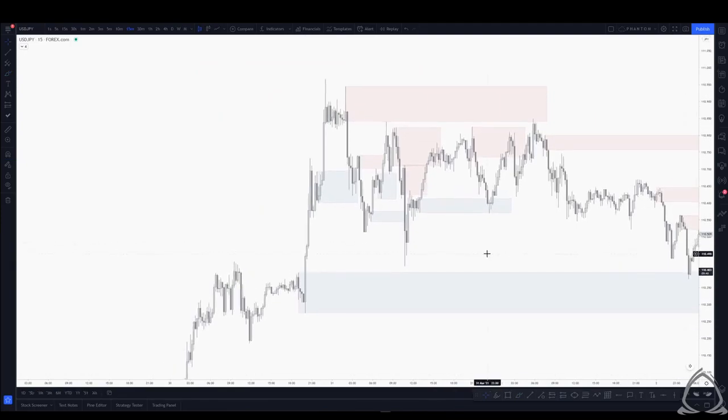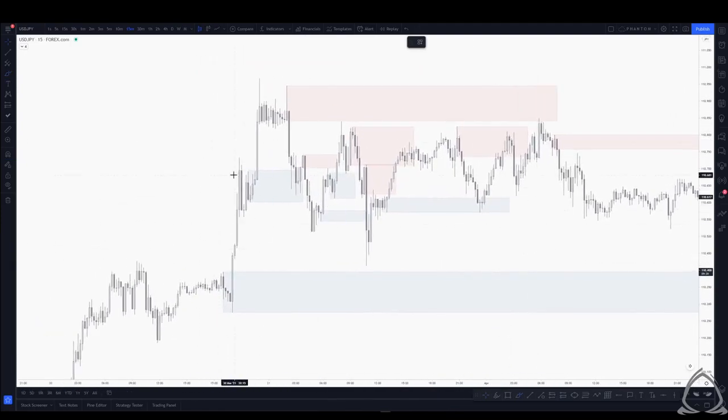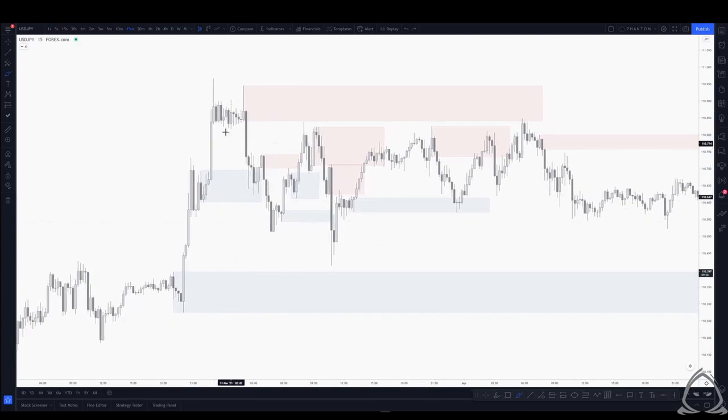And then if we just continue, this one's a little bit easier to explain and really just to see. Again, we have a range, we have an expansion to the upside, a range in price, or a pivot, and then an expansion to the upside, another continuation model to the upside.